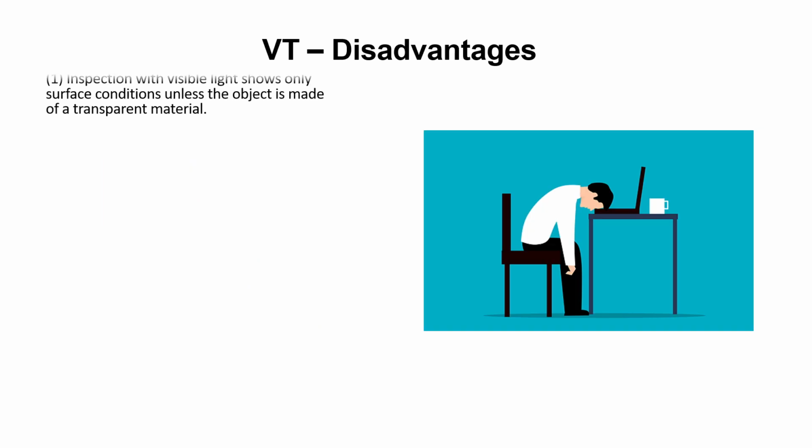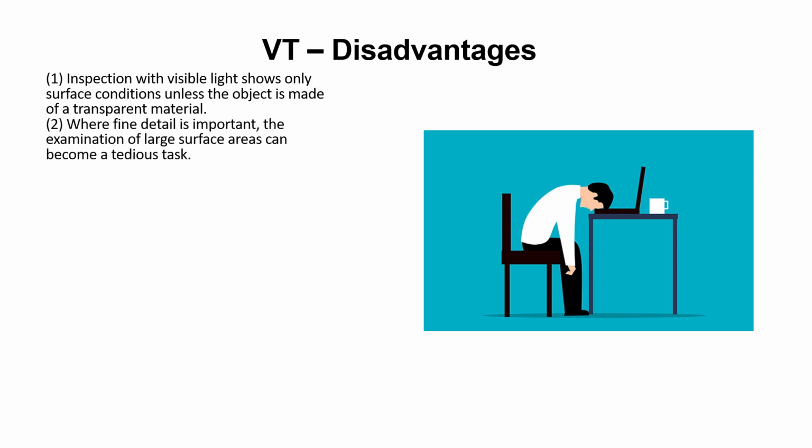VT disadvantages. We're only going to be able to get surface conditions unless we're using a transparent material, and for the most part there are no transparent metals. So this is one of the disadvantages. We can only check out the surface condition. Or when fine detail is important, large surface areas can become really, really tedious if we've got to go through it with a fine-tooth comb. So that's something we need to realize.